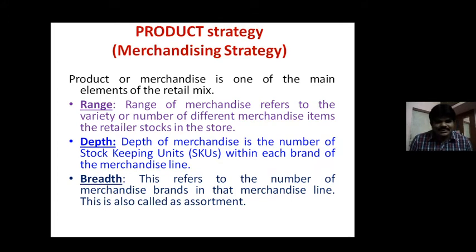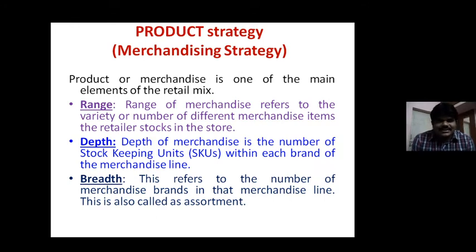And the breadth refers to the number of merchandise brands in the merchandise line. That is also called assortments. That means the number of brands you are offering under each category. That means, say for example, if you are offering a body spray, the number of brands you are offering in the body spray is going to be the breadth of the merchandise. And within each brand, how many stock keeping units or items you are placing in the retail outlet, that is going to be called the product depth.